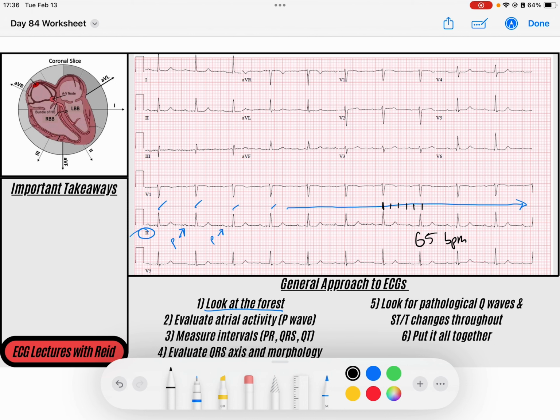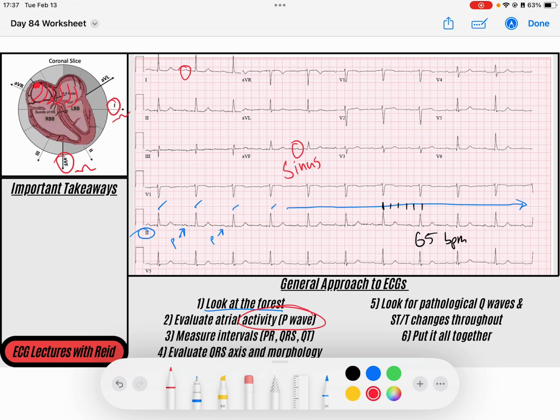Let's evaluate these P waves. We're going to evaluate our atrial activity. Our P waves, you can see that they are upright in lead 1. They're upright in aVF, so these P waves appear to be coming from the sinus node. Remember, my sinus node sits high in the right atrium. And so when it depolarizes, it's going to depolarize down and to the left, which means it must be going towards those leads. And so we should have upright P's in those leads, and that gives us more evidence that this is a sinus rhythm, right?